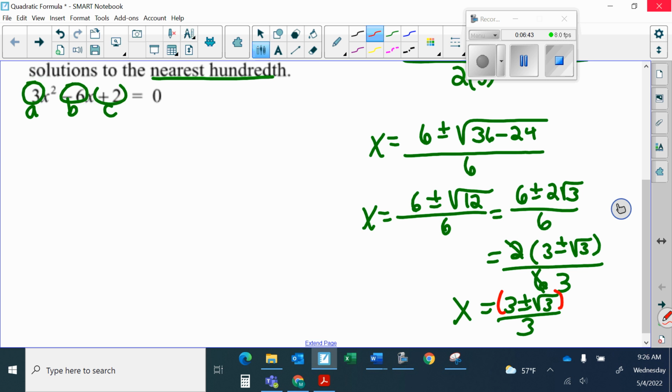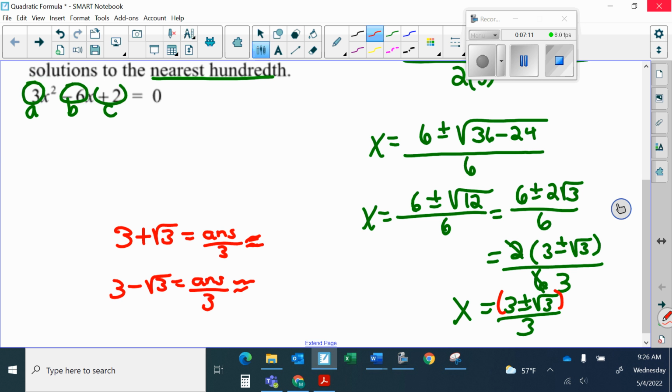So if I want to do the whole problem in the calculator at one time, I would need to put parentheses around that right there. You need to remember that. If you're not going to do it at one time, you could do the 3 plus root 3, get that answer, and then divide by 3. And the other one would be 3 minus root 3, get that answer, and then divide by 3. And then that would be your final approximate answer. Remember, that's the approximate symbol because you can't get exact, round to the nearest hundredth.